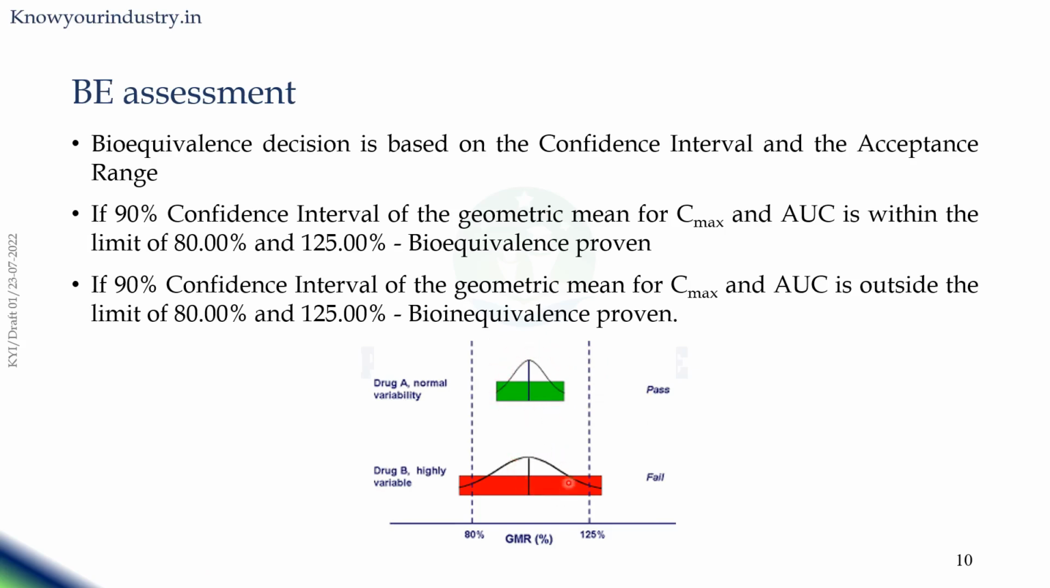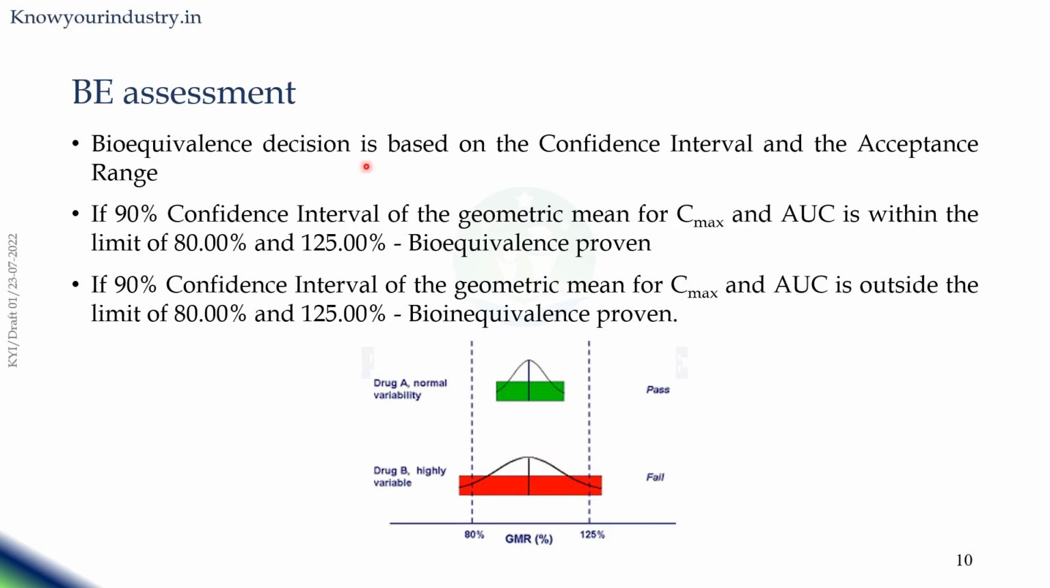Here, when it fails, the variability is very high on the lower side and on the higher side. It is deviating from the geometric mean ratio on the minus side as well as the plus side. And you can see it is coming out of the limit on the lower side and coming out of the limit on the higher side. This is indicating the highly variable drug properties or highly variable nature of the drug product.